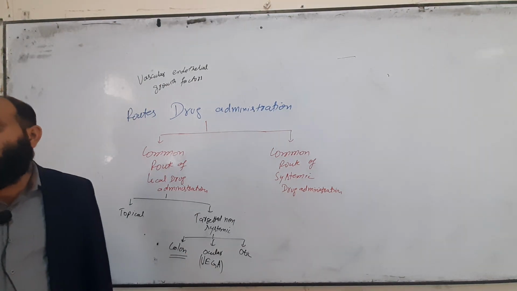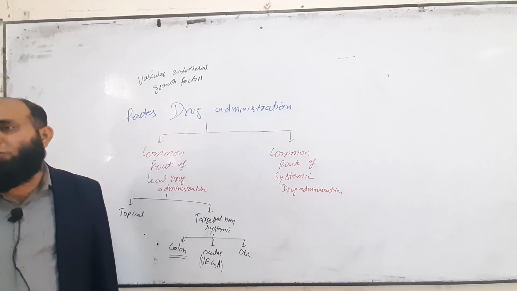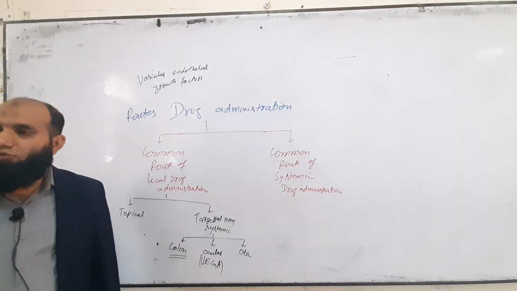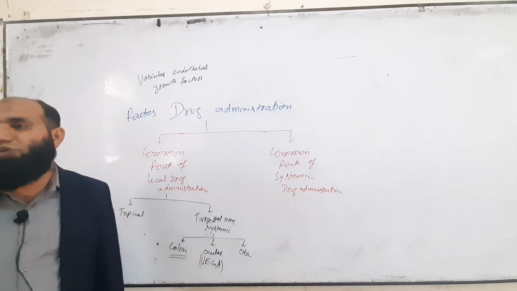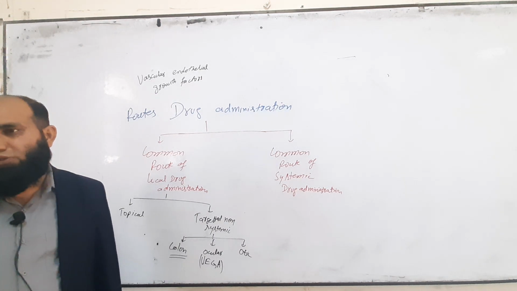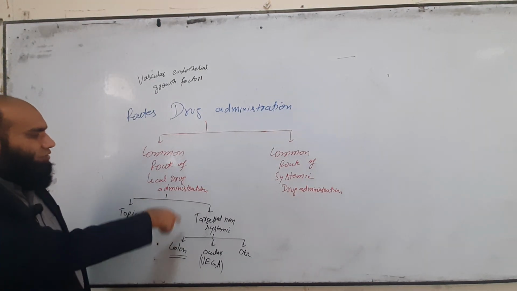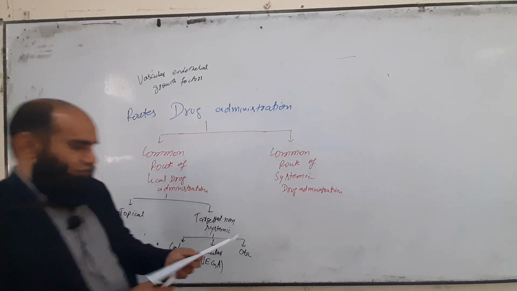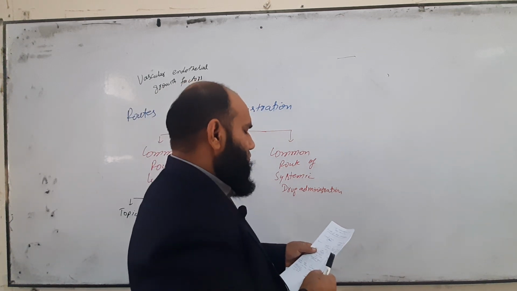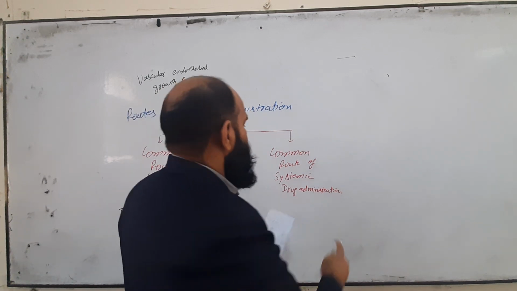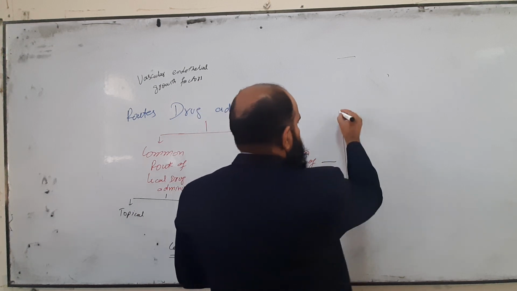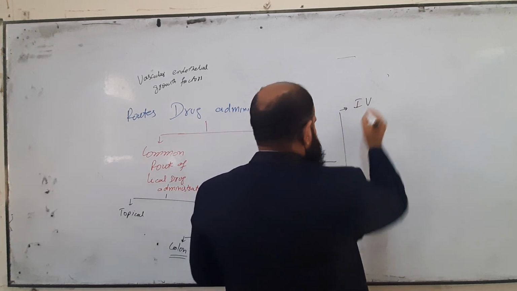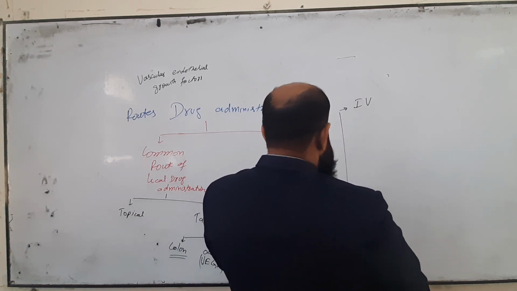In case of otitis media, we use different antibiotics, and these antibiotics directly act against the pathogens. These are the examples of common routes of local drug administration. Okay, what about the common routes of systemic drug administration? Very common is our IV injections, intravascular injections.